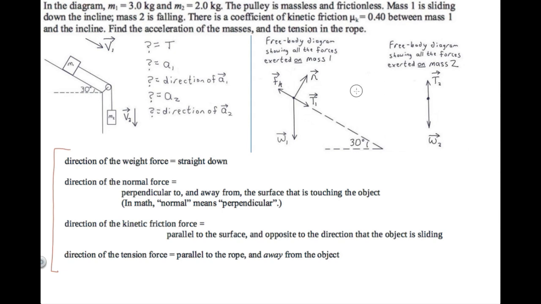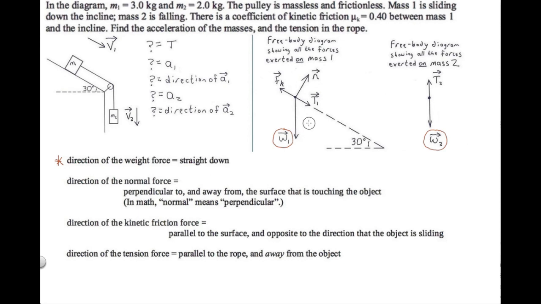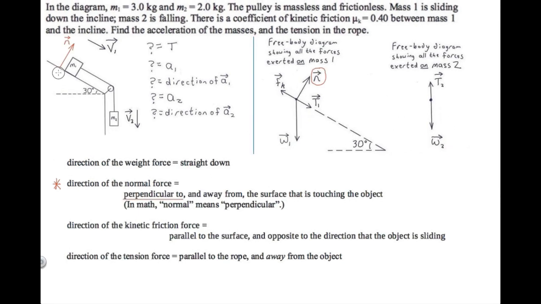The purpose of the free body diagrams is to identify the directions of the forces exerted on each object. So, here are the rules for determining the directions of the forces. The weight force always points straight down. The normal force exerted by the surface of the incline on mass 1 will point perpendicular to and away from the surface of the incline, like so.